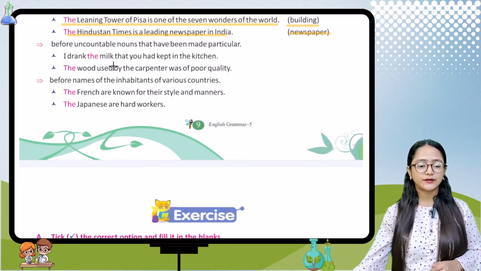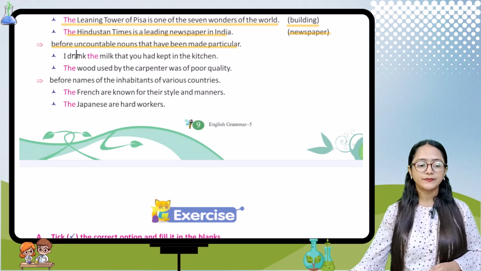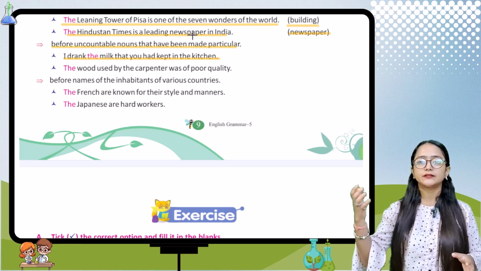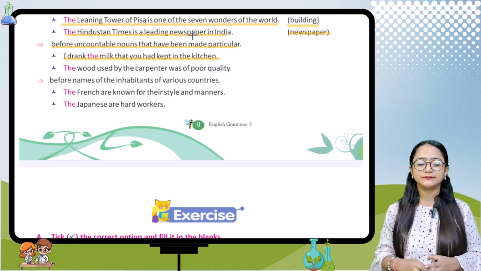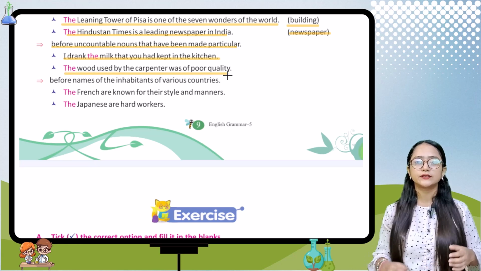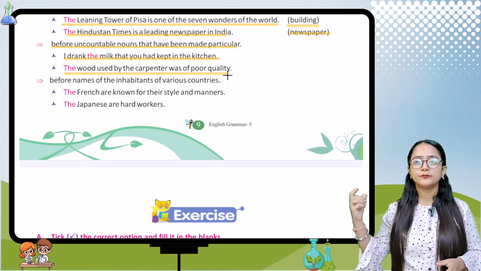Now the next point is before uncountable nouns that have been made particular. For example, I drank the milk that you had kept in the kitchen. So here also it is talking about the particular milk which you had kept in the kitchen. Now the next example is the wood used by the carpenter was of poor quality. Here also it is talking about the particular wood, the wood used by the carpenter.